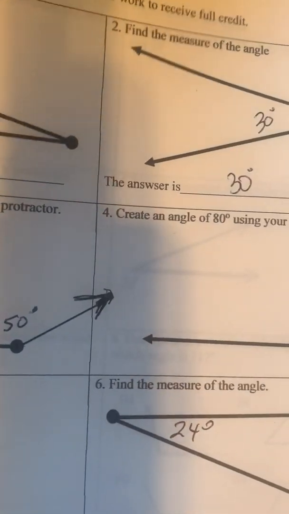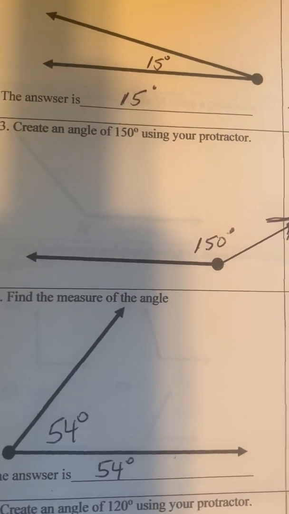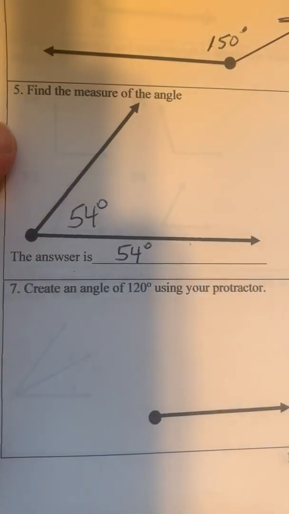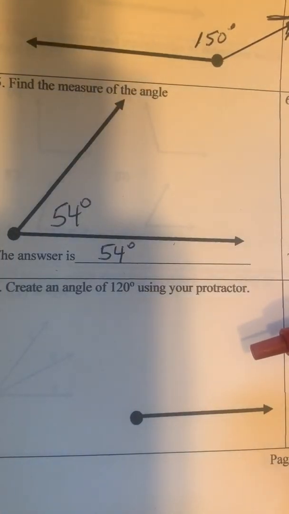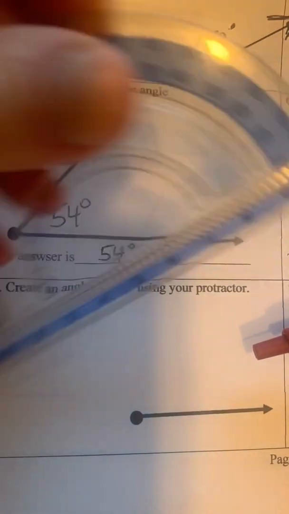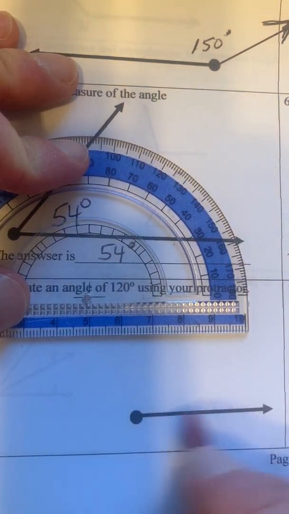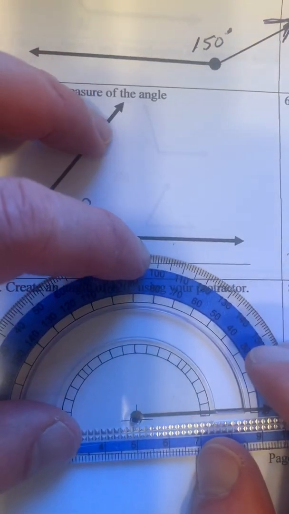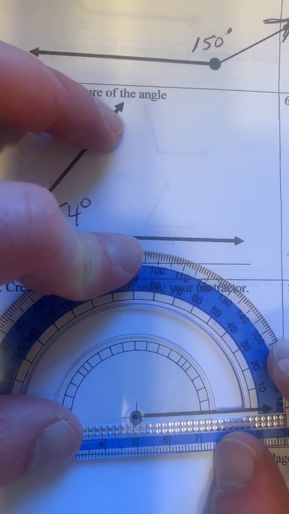Okay, just 2 more. Almost done. Okay, so now we're down to the last 2. All right, so number 7. We're going to create an angle of 120 degrees. So you take your protractor. Remember, you always draw the ray first. Here's the center of your protractor. The protractor is going to go on there. And then you're going to 0.